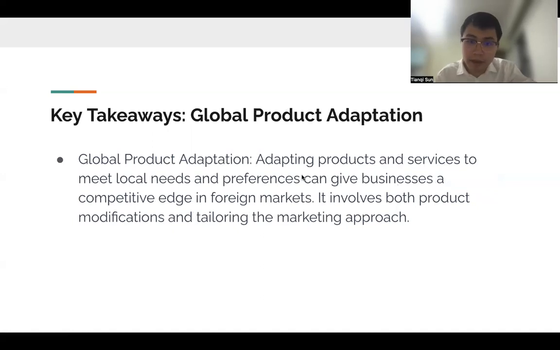And product adaptation means you have to meet local needs, which could give businesses a competitive edge in foreign markets. Because the taste buds, let's say again with McDonald's, are different in every country. For example, people in the United States are more used to tasting sweet stuff, but people in the United Kingdom are not. So milkshakes in America tend to be sweeter, which I do believe. You can tailor the product to a specific country's customers for your market approach.